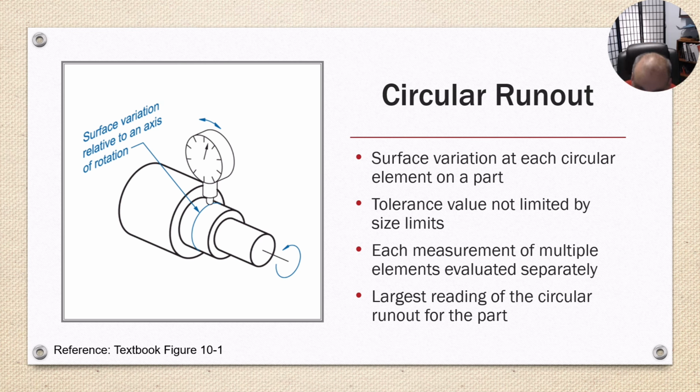So here we have a cylindrical part. It's spinning and it has 3 different diameters on it. You would have to measure in one spot on each one with the indicator, if it was called that way, and measure how much it deviates on that indicator. That would be your runout as it's spinning.